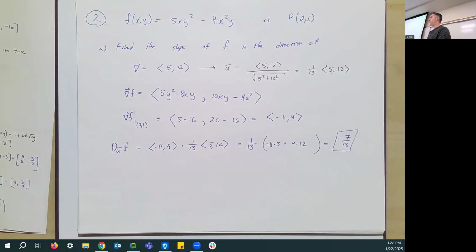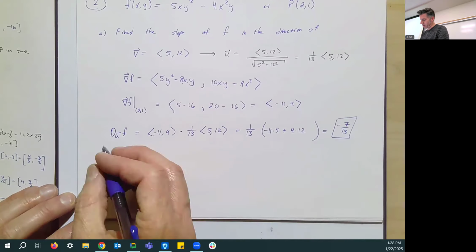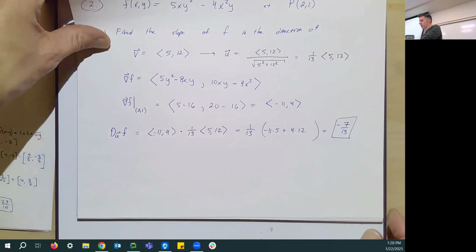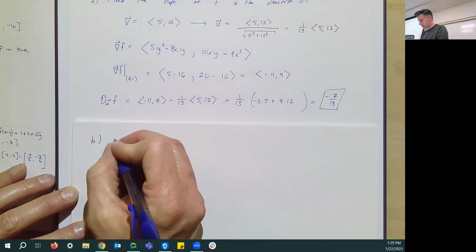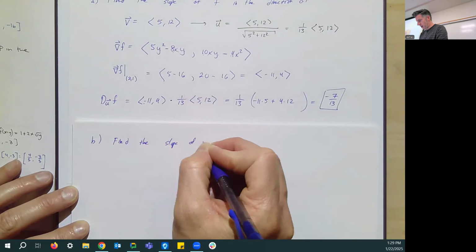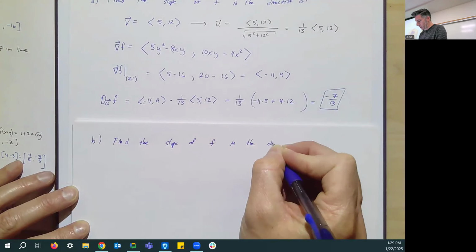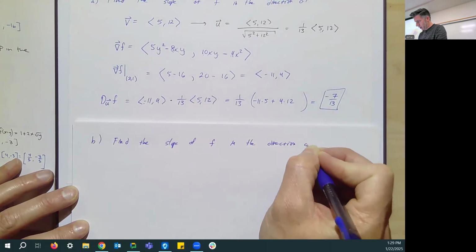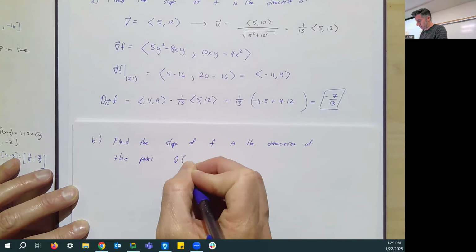Okay. I want to point out how this question feels very similar to the next question, but is actually different. So, do I have enough room? I might have enough room. Yeah, probably. Let's not chance it though. So, here's part B. Find the slope of f in the direction of the point Q, which is going to be 5 comma 12.